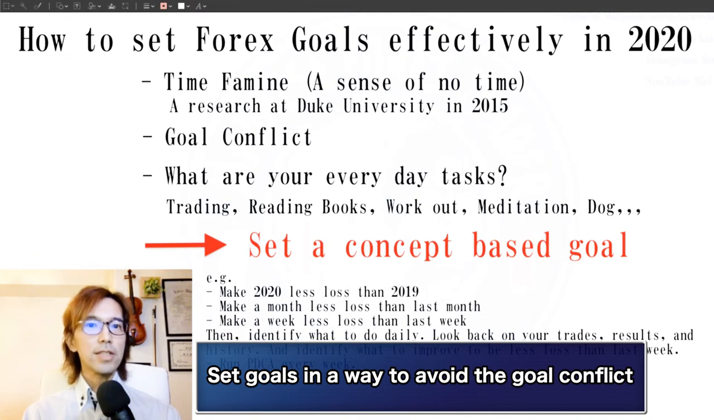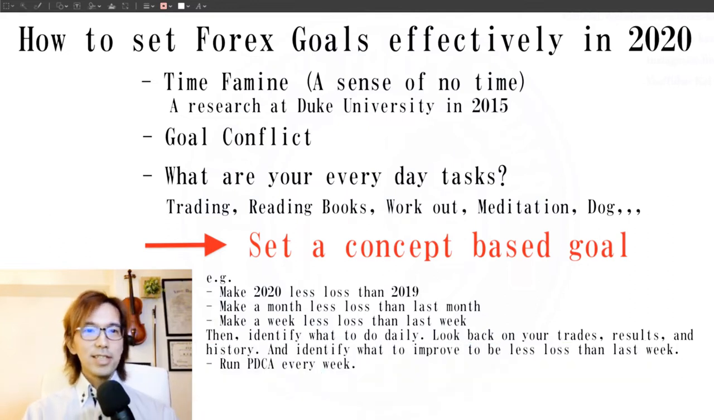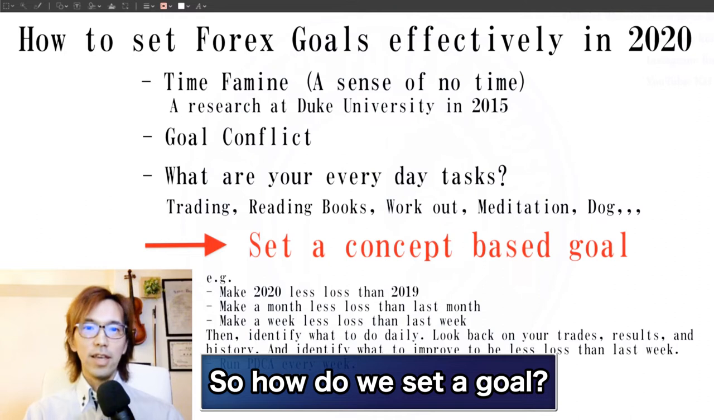And eventually you have a sense that time flies, but you're not actually being able to achieve those goals. And you might blame yourself in the end, right? So the question is, what should we do? How do we apply goal setting in Forex trading?